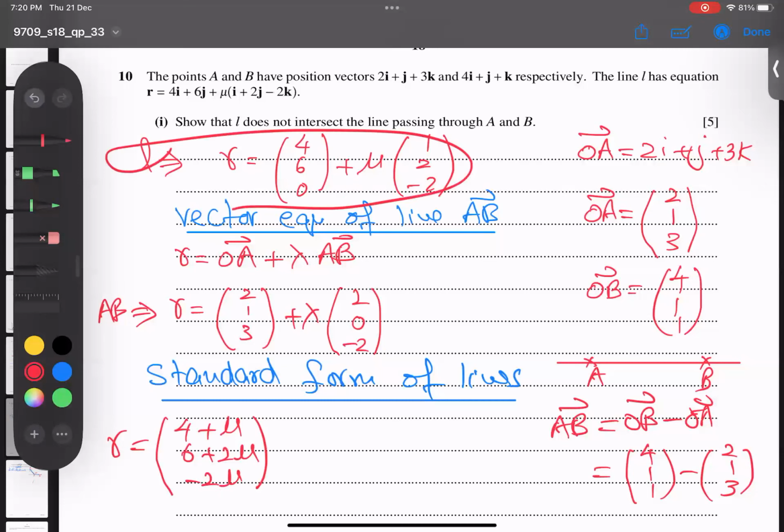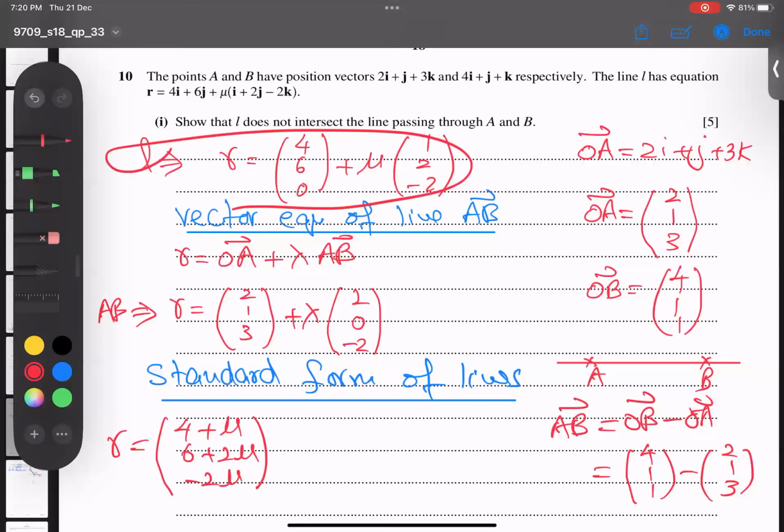Now I'm finding the standard form of line AB. So 2 from here and 2 lambda from here. I believe you're understanding. 1 from here, and lambda times 0, I get only 1. And 3 from here and minus 2 lambda. Alhamdulillah, clear. Now I want to explain one more idea.